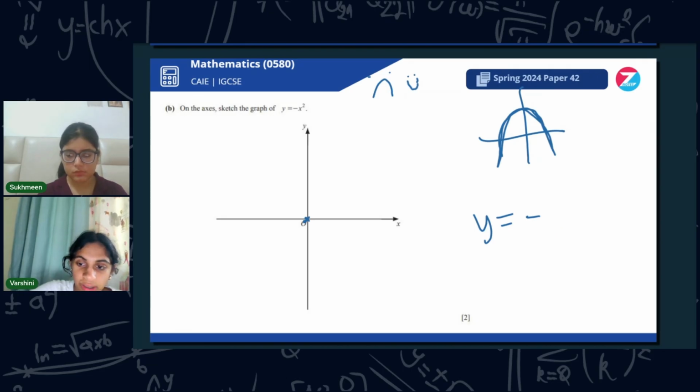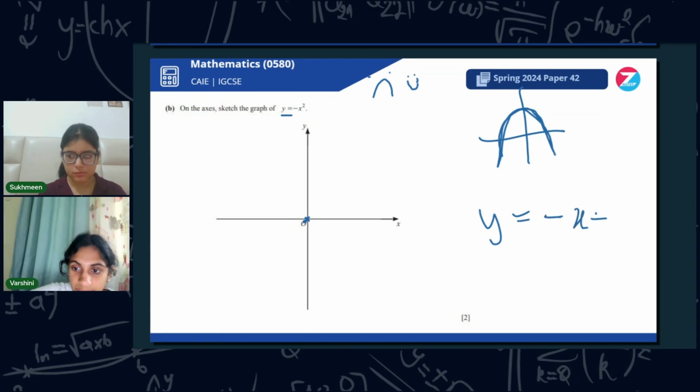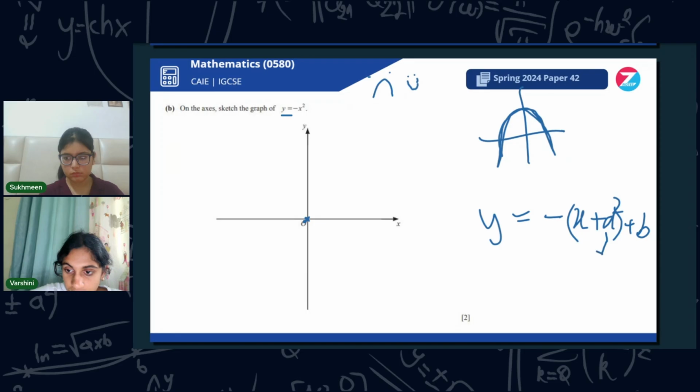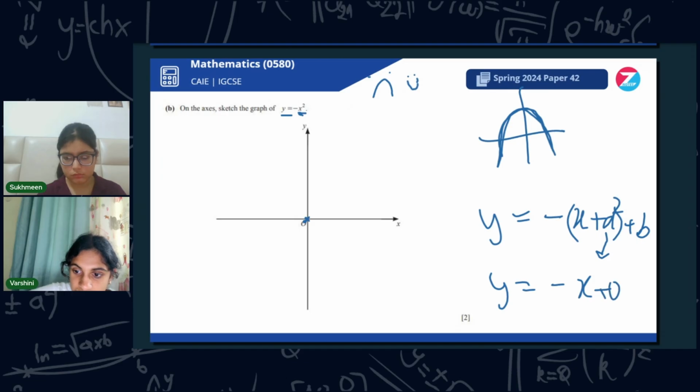Whenever we write a quadratic equation, we can put it as y equals minus (x plus a) whole squared plus b, and over here a relates to the turning point. Here we can clearly see there's no number, so that means it's 0. So if you rewrite this, y equals minus (x plus 0) whole squared plus 0.